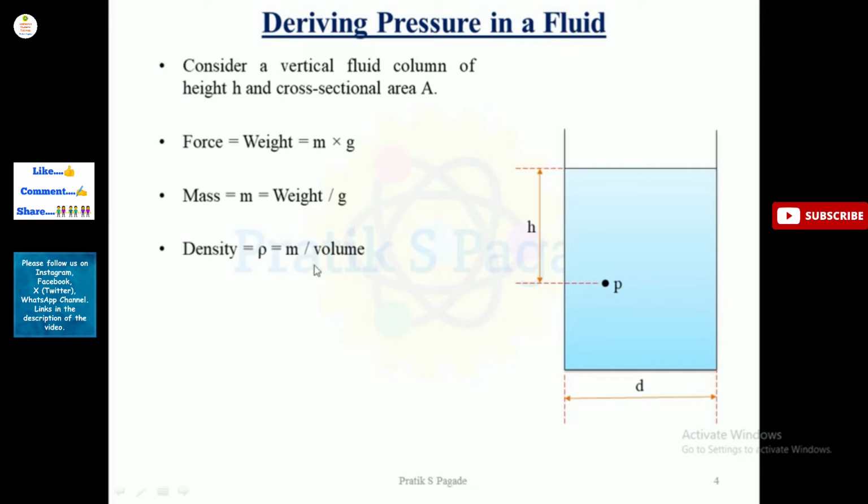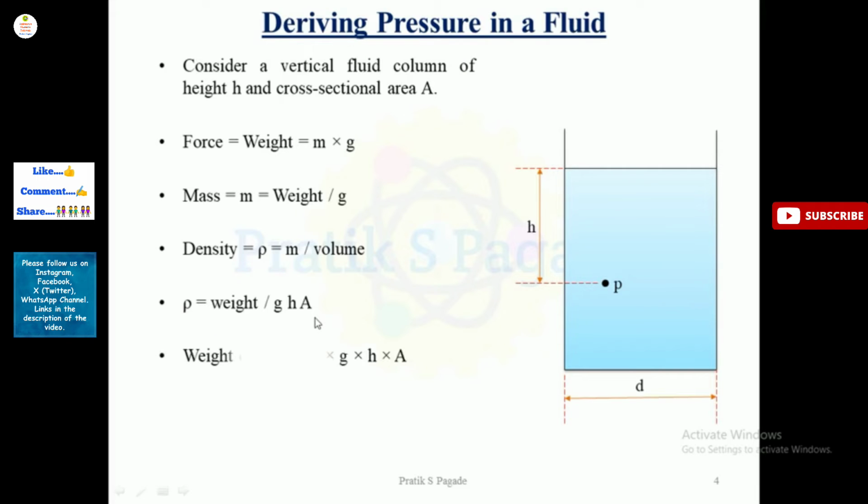Okay, so further see here, density rho is equal to mass upon volume. Now let's simplify it again. We will put the value of m in this equation. Rho is equal to mass upon volume. So from that we get rho is equal to weight upon GHA.